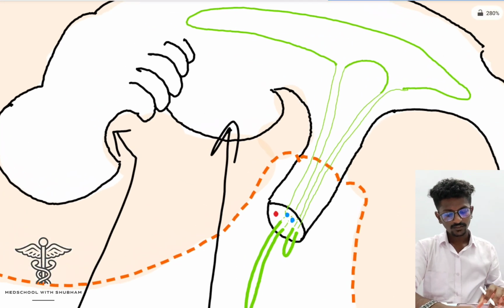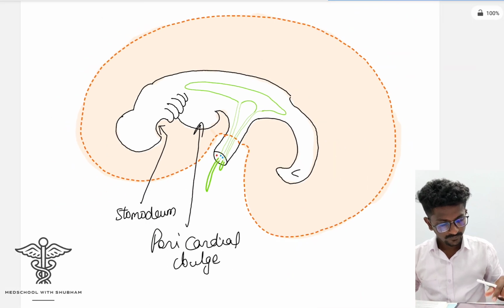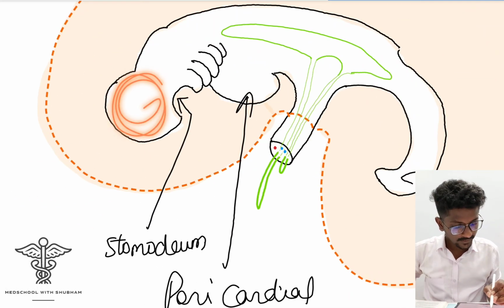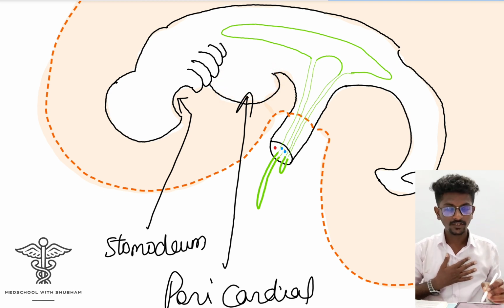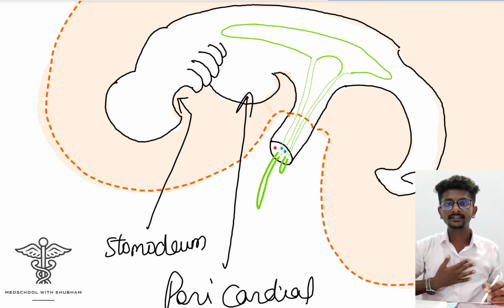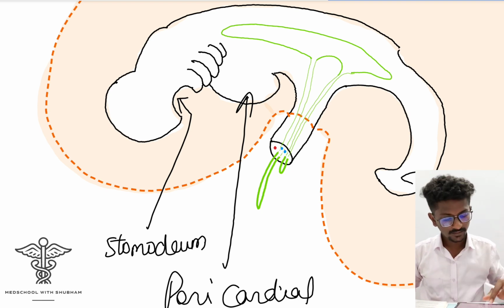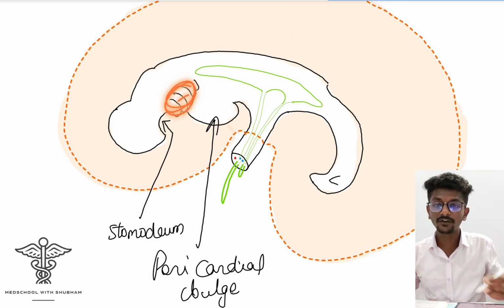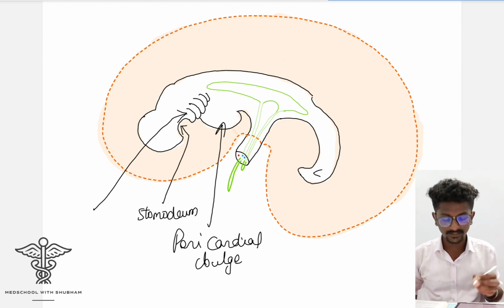Now you see, this is the cranial region, meaning the face region, and this is the heart region, meaning the chest region. So in the middle, you can see the neck region. The swellings inside this neck region are in the form of arches, and these swellings are called pharyngeal arches.